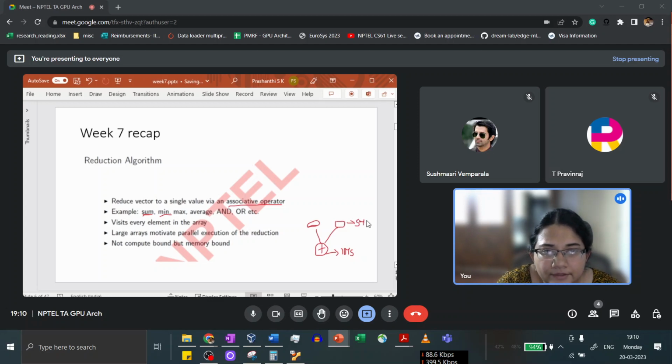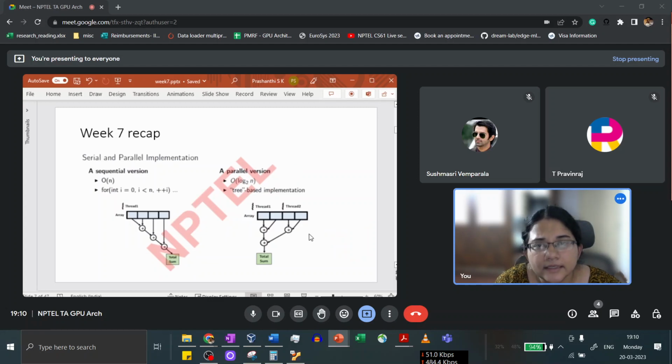That's why in some cases we try to increase the work that you do per thread. You want to somehow increase the compute, or the work that you do, for every memory read, and lots of things like that. But broadly, reduction operations are memory bound, not compute bound.